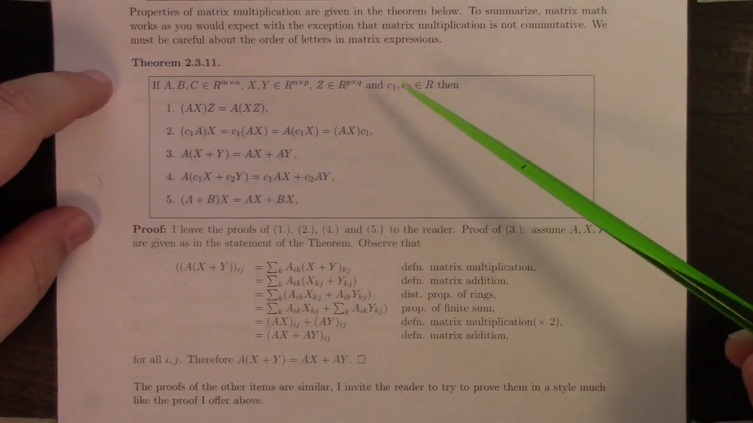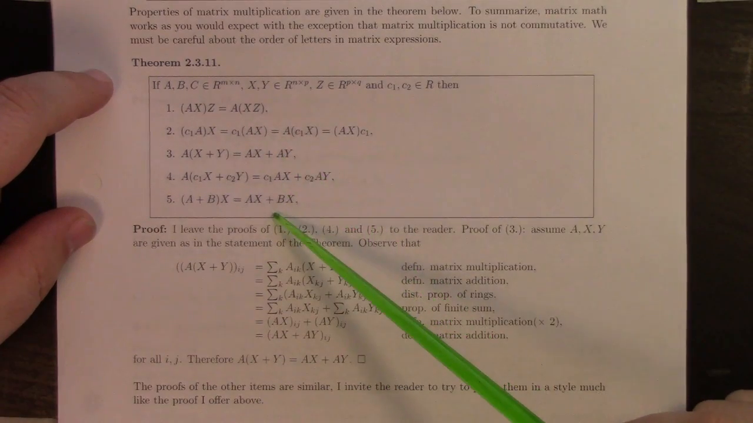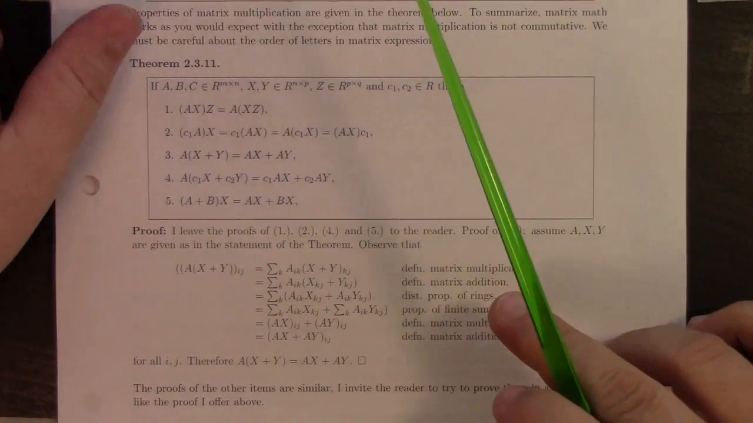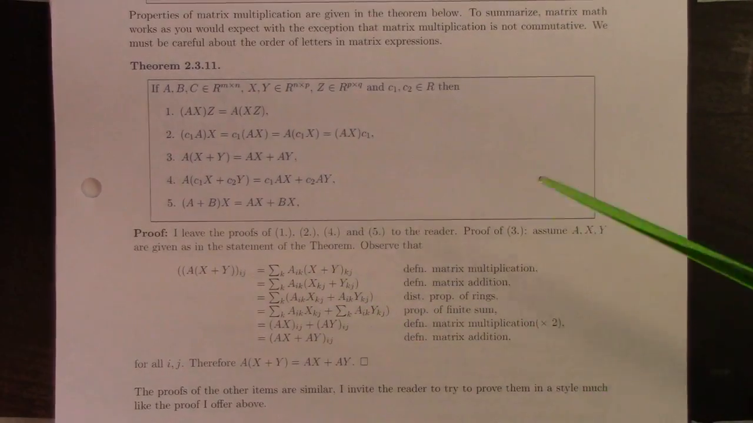Here are the properties of matrix multiplication. We proved associativity in class, and these other ones can be proved similarly. All right, the key idea here is it's just like usual, except matrices don't commute. And again, to prove these, we use an index calculation.